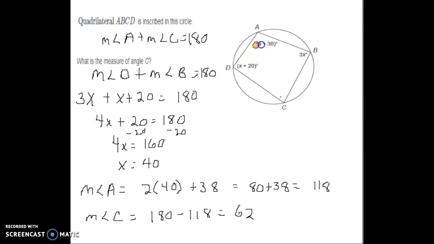Okay, so we can plug in. We know that these two are going to equal 180. So now we can find A. Plug in 40. 2 times 40 plus 38 is going to give us 80 plus 38, 118. So we know angle A is 118. We now can subtract from 180, and we know angle C must be 62 degrees.